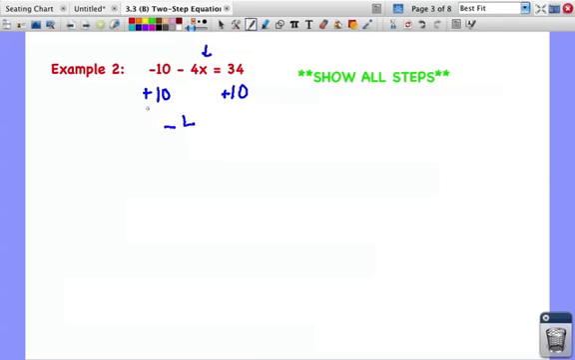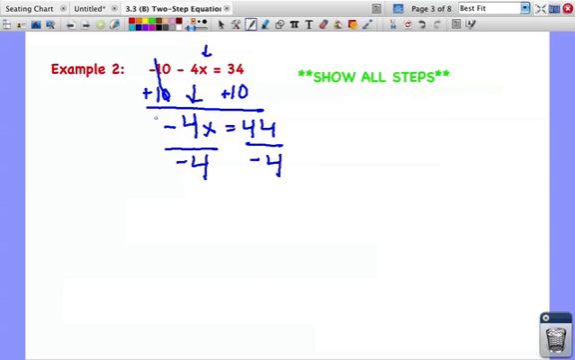So I'm left with negative 4x, because again, these cancel each other out. So I bring down my negative 4x. Notice how I have that sign with it. Negative 4x equals 34 plus 10 is 44. Now we're back to just a one-step equation. I have a multiplication problem, negative 4 times x equals 44. To figure out what x is, I'm going to do the opposite, which is just divide by negative 4. I'm going to do that to both sides. Negative 4 divided by negative 4 is just a positive 1.